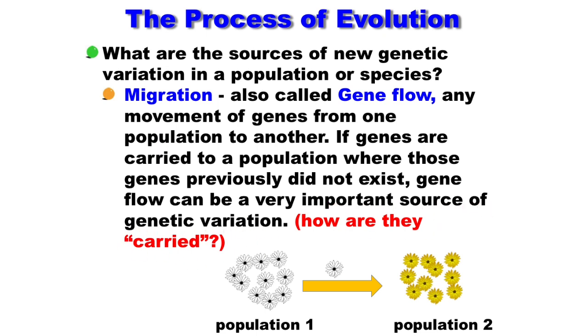How is this carried out? Take a look. Population 1. In the plant kingdom, that means that migration is due to wind. Just seed would be blown from one population to another population. And we also call this migration.